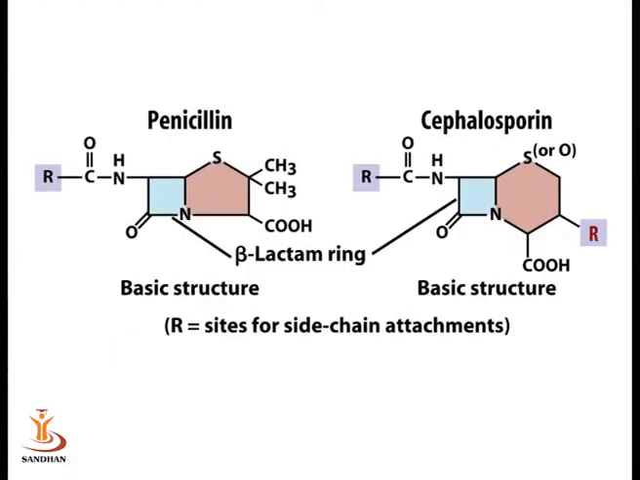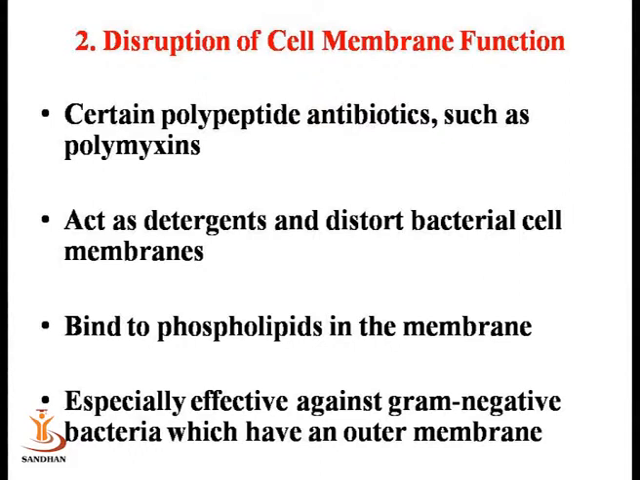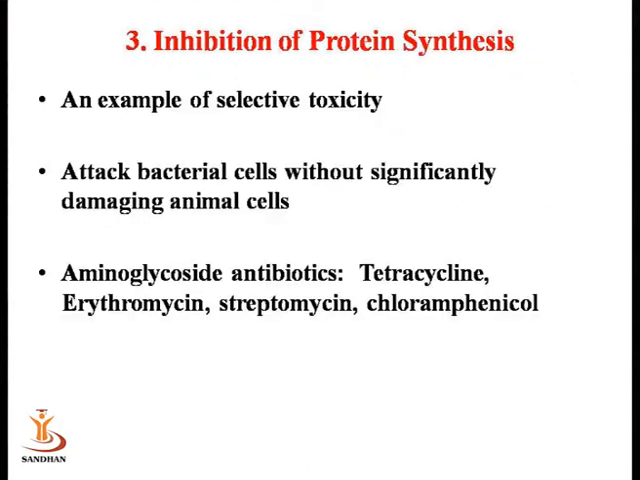Penicillin V and G are examples of natural penicillin. Certain polypeptide antibiotics such as polymyxin act as detergents and distort the bacterial cell membranes. Antibiotics like streptomycin, tetracycline, erythromycin, and chloramphenicol inhibit protein synthesis in bacteria without damaging the animal cells.